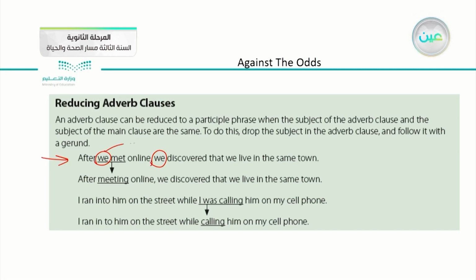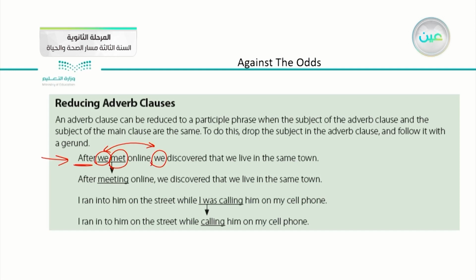We have here two subjects, the subject of the main clause and the subject of the adverb clause. They are both the same. So we can reduce these two subjects into one by adding ing to the verb. To do this, drop the subject in the adverb clause. This is the adverb clause. We said that it usually starts with words like after, before, if, while, when, and so on, okay? To do this, drop the subject in the adverb clause and follow it with a gerund.